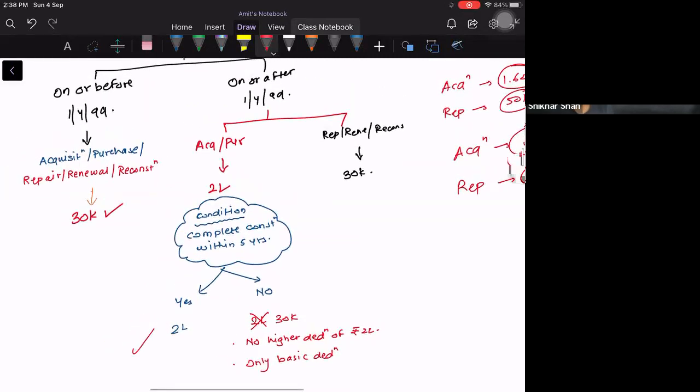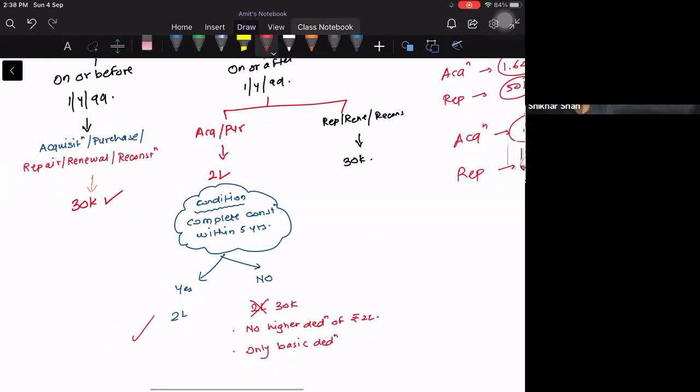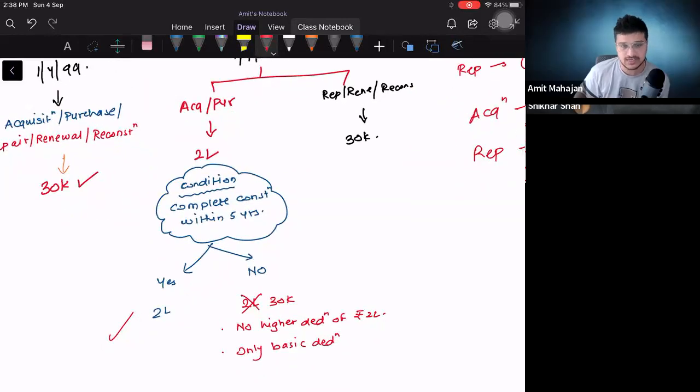सर ये कंडीशन को वापस रिपीट करिए ना 5 ईयर कंडीशन, जो तूने कंस्ट्रक्शन चालू किया, कंस्ट्रक्शन करने के बाद within 5 years you will have to complete the construction. If you complete the construction, you will get a deduction of 2 lakhs. If you do not complete the construction, then in that case you will get a deduction of not 2 lakhs, 30,000. Basically, higher deduction of 2 lakhs will not be applicable for you. The basic deduction of 30,000 you will get.